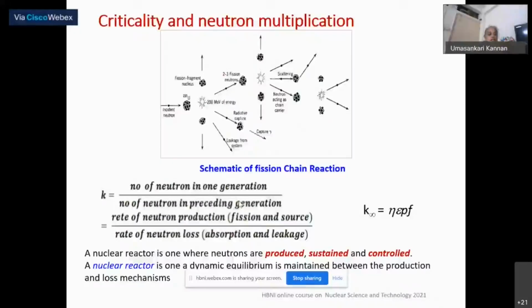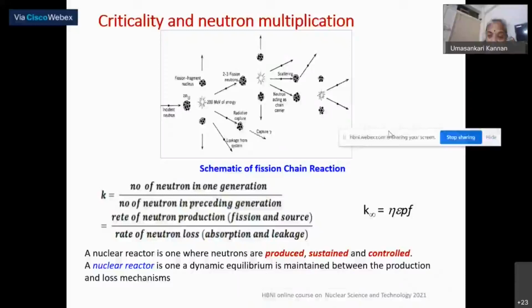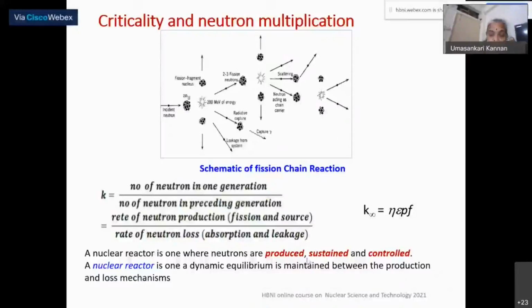So first, let us talk about what is meant by criticality. I had already mentioned to you that a nuclear reactor is one in which neutrons are produced, sustained, and controlled. Each of these things which I have given in red is very, very important. So you can see that the neutrons have to be produced.